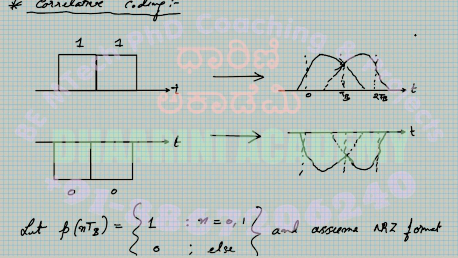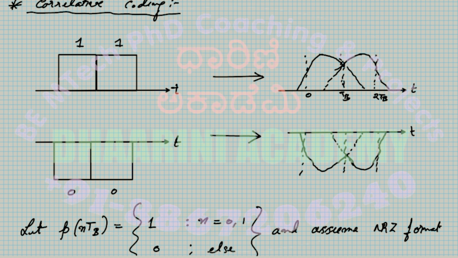But if you have two symbols continuously, like 1 1 or 0 0, definitely the first one will enter into the second one, or the second one will enter into the first one after a certain distance, like what I have shown here on the right hand side. But now the sampling or the decision making will not get affected, because at the center of 0 to TB you still get a high value. At the center of TB to 2TB I still get a high value. So sampling will not get affected. That's the point.